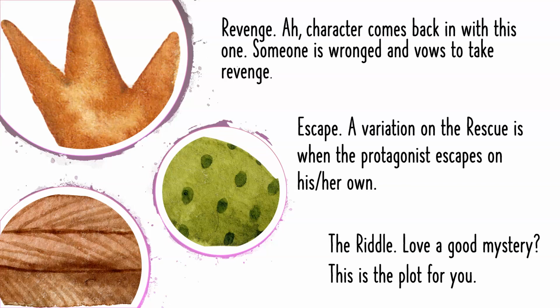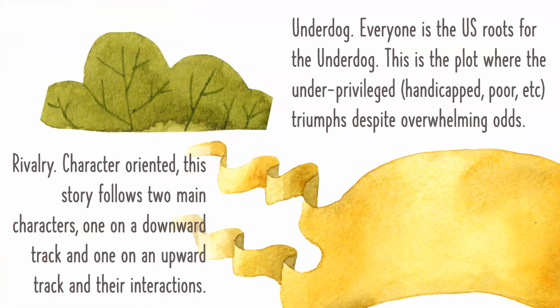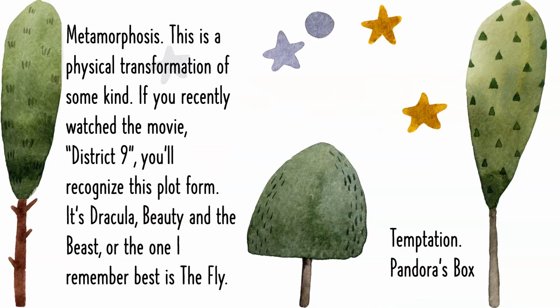The riddle. It's a mystery story, right? An underdog story. Everyone roots for the underdog. This is the plot where the underprivileged triumph despite overwhelming odds. And a rivalry story is another good example. Two main characters, one on a downward track and one on an upward track, and how they interact.